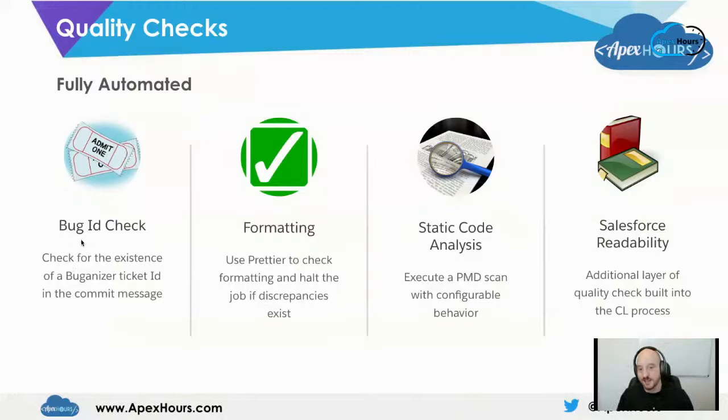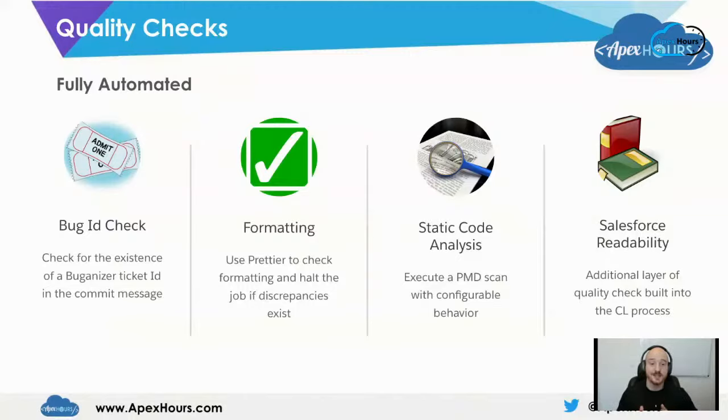Remember, bugs are tickets within our ticketing system called Buganizer. And we basically check to say, hey, do you have a ticket ID within your commit message for the change that you are proposing? If not, we're just going to fail the change right away. This means that developers have to have all of their work represented within their ticketing system before they can make changes to the repository. Okay, that's just a simple regular expression check.